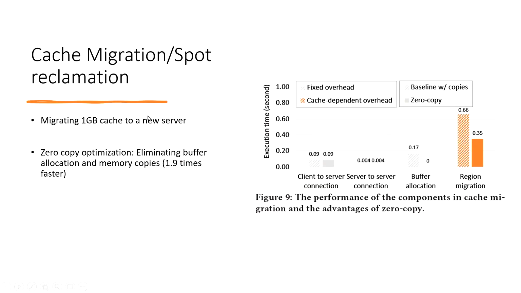And here is an evaluation about cache migration, which is nothing but the spot reclamation. They have execution times for client to server connection, server to server connection, buffer allocation, and then the final region migration, which is transferring data. The reason they had buffer allocation is that when transferring data from one server to another, from the old server they store the data in a buffer of that region, and then transfer that information into a buffer of the new server. And then the new server is responsible for saving that buffer information into its local state.